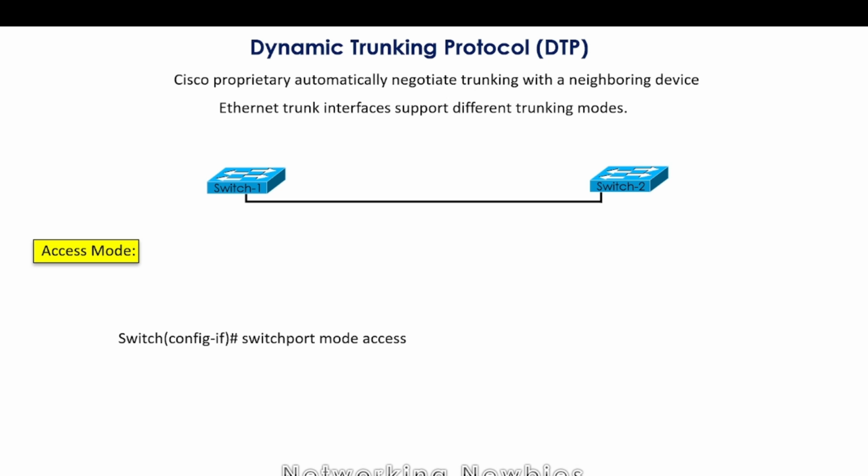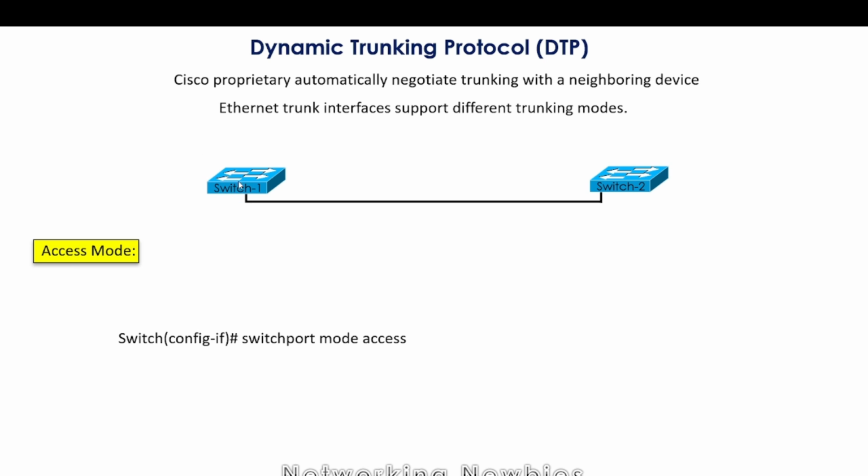Hi everyone. In this video we are going to discuss Dynamic Trunking Protocol, DTP. This protocol is basically a Cisco proprietary protocol. It means it works only on Cisco devices. With this protocol, two switches or two devices negotiate about trunking. So let's see what trunking is, or what a trunk is.